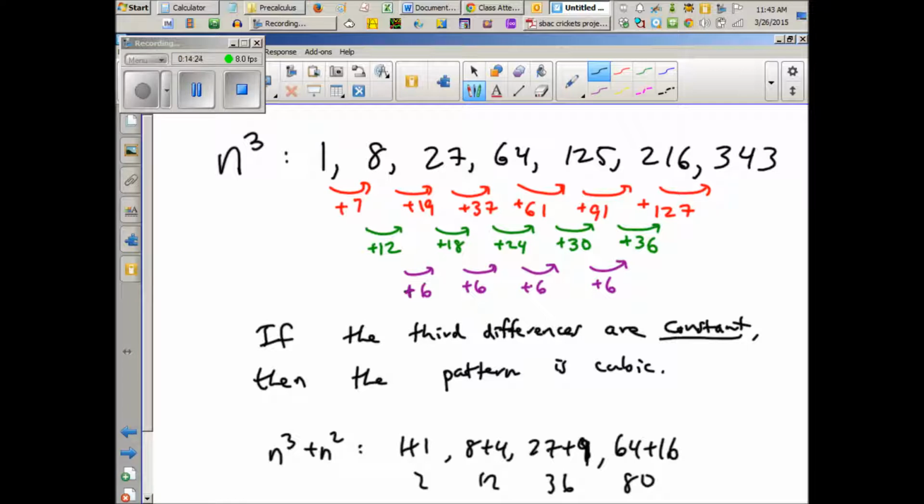Then you would do a polynomial fit. You would find the perfect polynomial that fits these points, and then you would actually find it's n cubed plus n squared. Too much work. Don't do that. But what I would like you to do right now is create your own little pattern, okay? Create a formula and pass it off to your neighbor and see if they can figure it out.